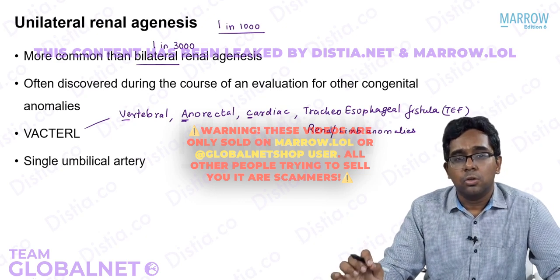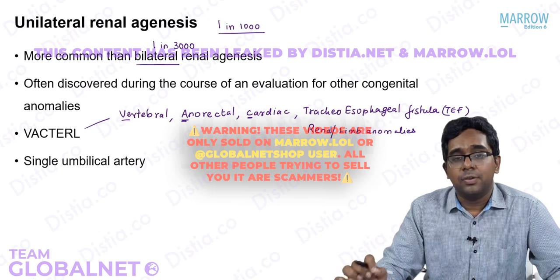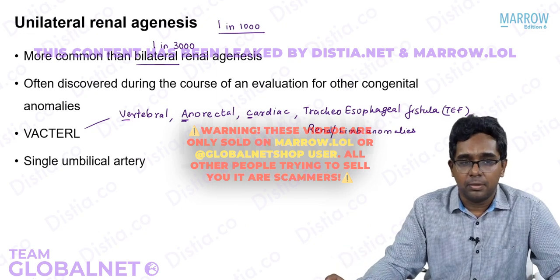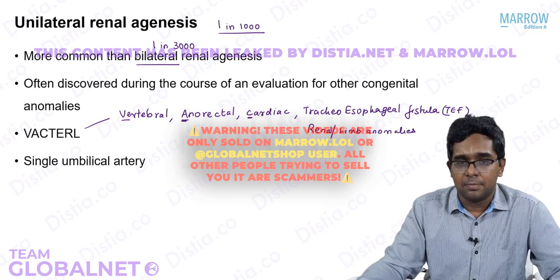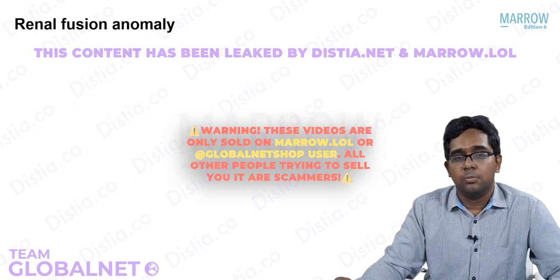And this is one of the common anomalies of the umbilical cord. The importance of finding this anomaly is that you have to search for an underlying renal anomaly. These are the important points regarding unilateral renal agenesis. Next set of anomalies is related to renal fusion anomalies.